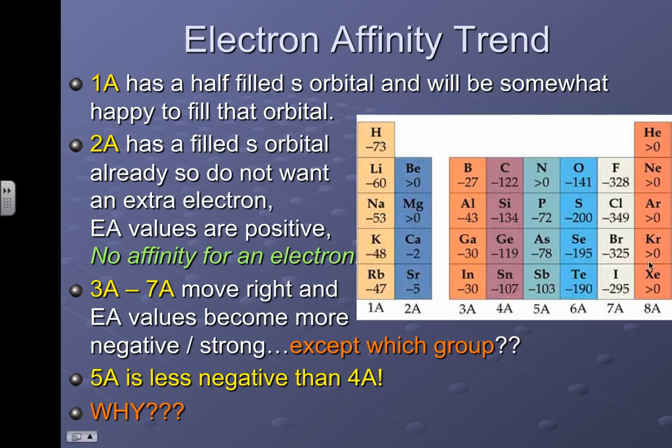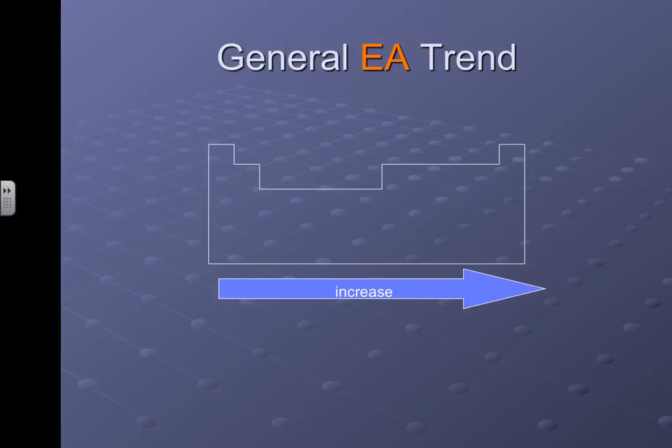And then you might also notice that all of the electron affinities for my noble gases are greater than 0, meaning that they do not have any affinity for electrons. They don't want them. They don't need them. They got what they need. Octet. Woohoo. All right, so your general trend is to increase from left to right.